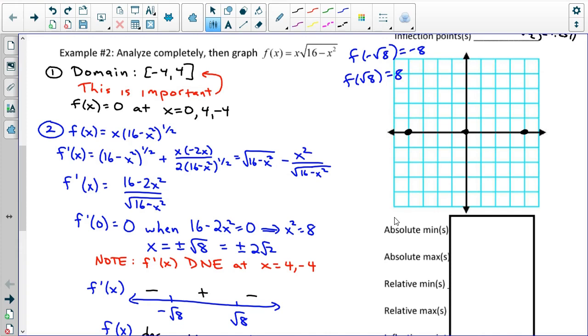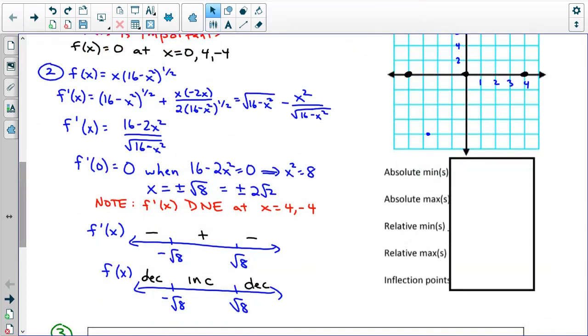So I'm going to just make the scale go up by 2's on the y-axis and 1's on the x-axis. So at root 8, which is about 2-point something, I end up at 8. And at negative root 8, which is negative 2-point something, I end up at negative 8. So I know those are values that I'm going to have on my graph, and those are critical points. I can tell they're critical points because I'm changing from decreasing to increasing and increasing to decreasing.